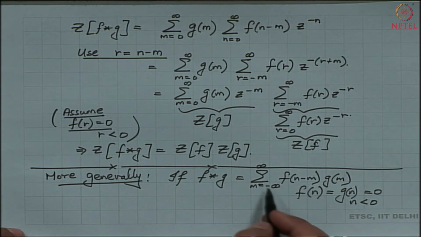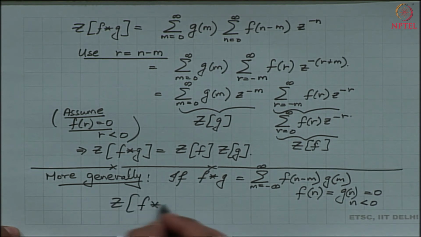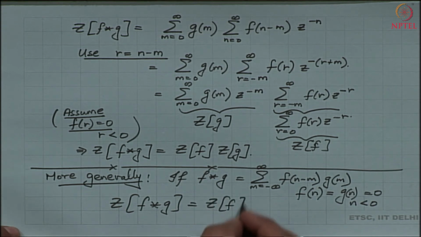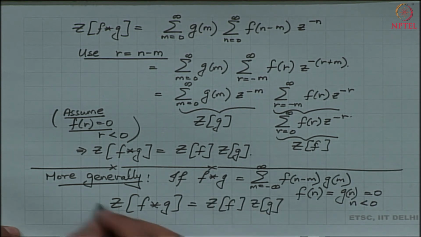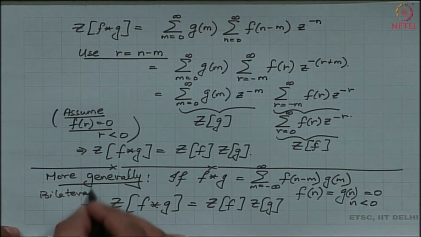So, if I extend my definition of the functions such that they are 0 for negative values of the argument, then I can extend my convolution to the negative half of the summation as follows. So, then it can be shown that in this case the Z transform of the convolution is the product of the Z transforms. This result can always be shown by using the bilateral Z transform.